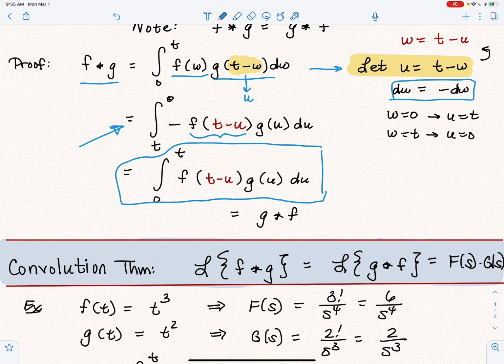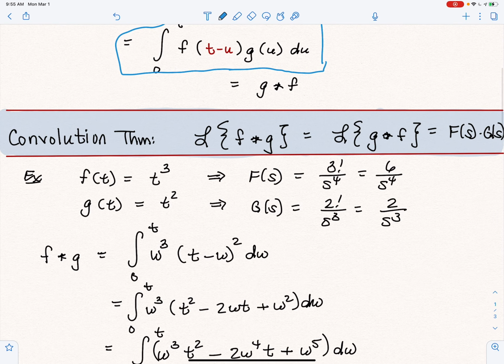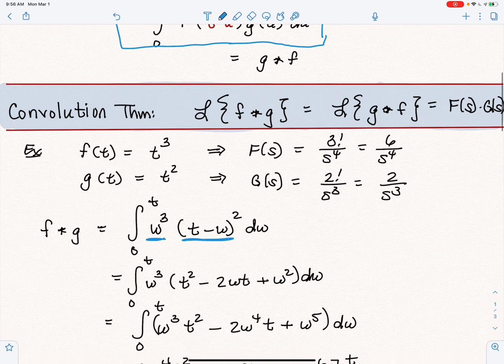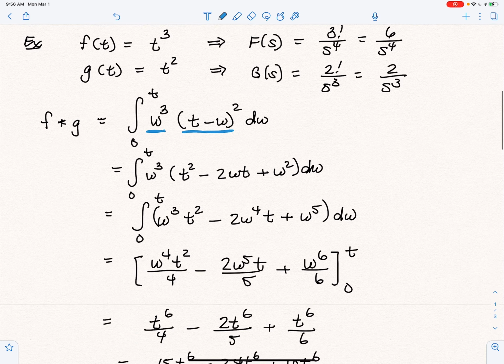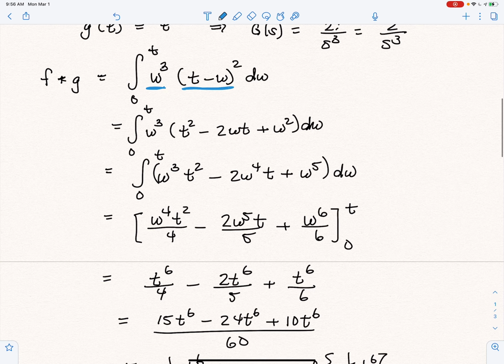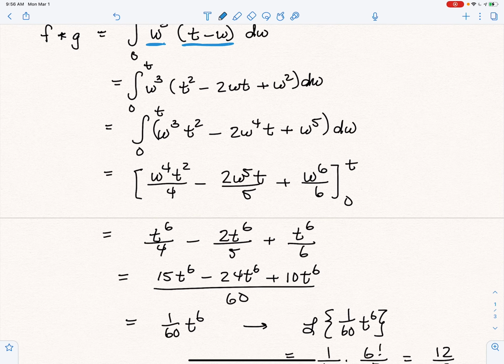So just to illustrate, let's say f of t is t to the third, and let's say g of t is t squared. Since we need to know the individual transforms, as you see, they are 6 over s to the fourth and 2 over s to the third. Then the convolution is, here's your f of w, and here's your g of t minus w. This just lists the steps we're crunching through. I know you're able to do this. If you want to pause the video and see if you get the result, I'm just going to walk through, expand the power, multiply through, and take the antiderivative with respect to w.